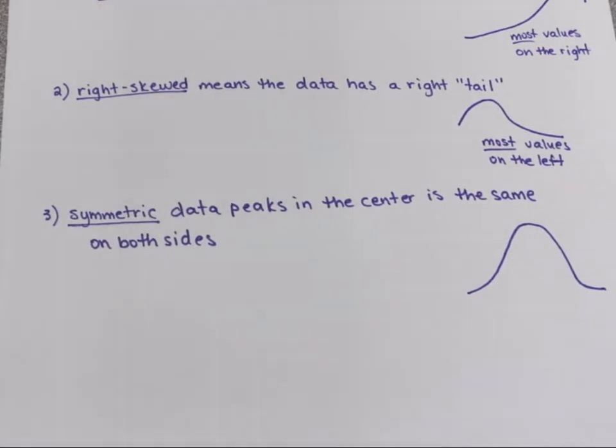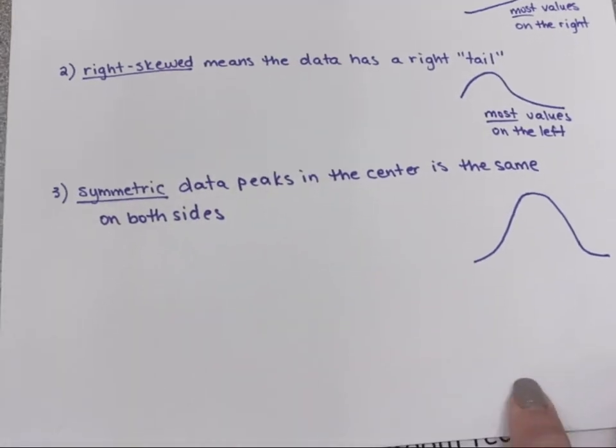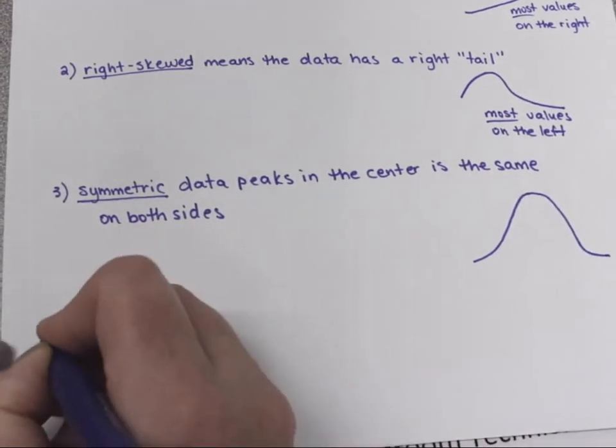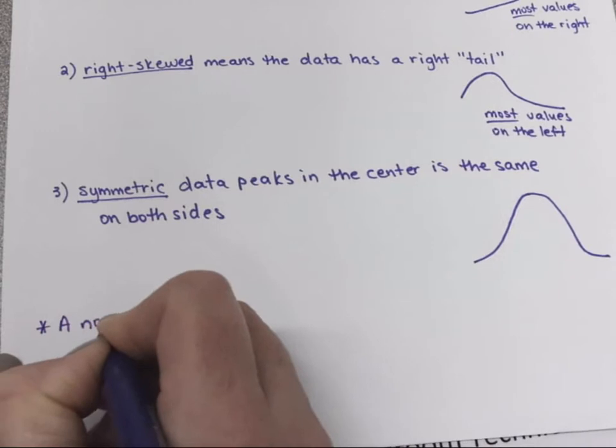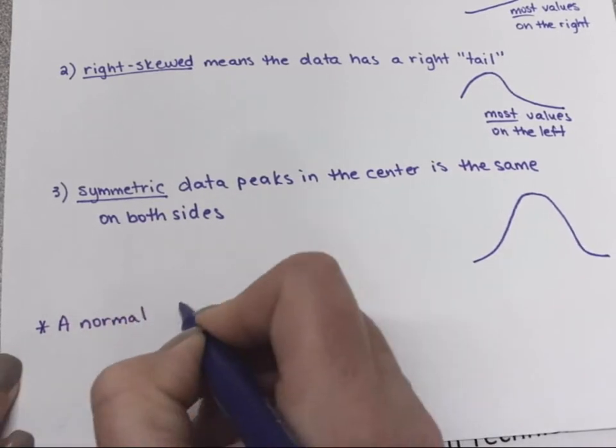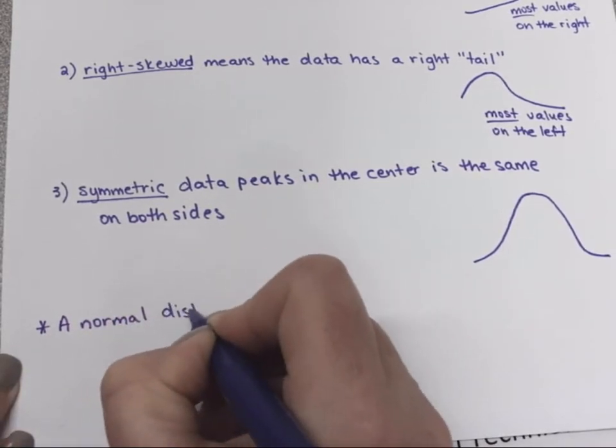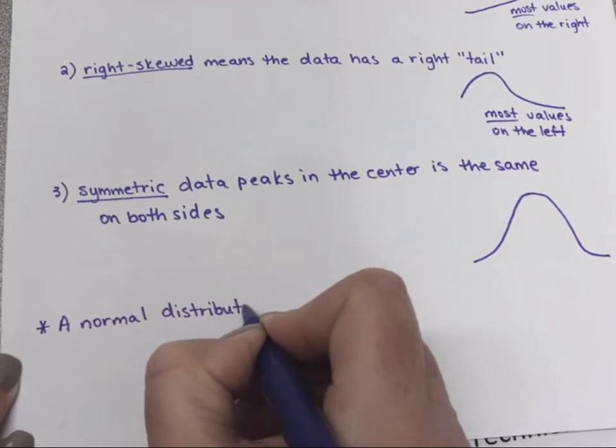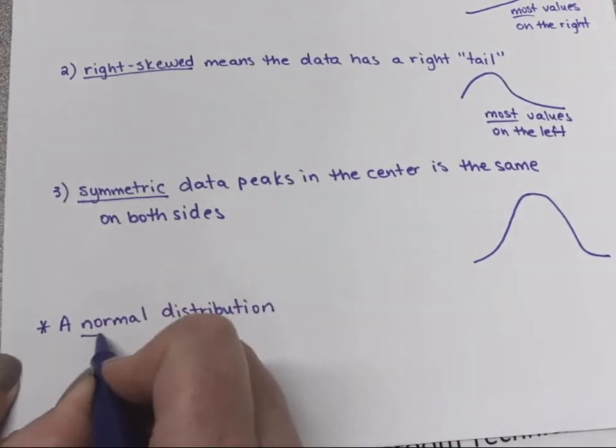Remember, we had a name for this last class. Do you remember what we called this? We called it bell-shaped, right? And so what we're going to be discussing is data that looks like this shape. A normal distribution. So I'm going to underline this.